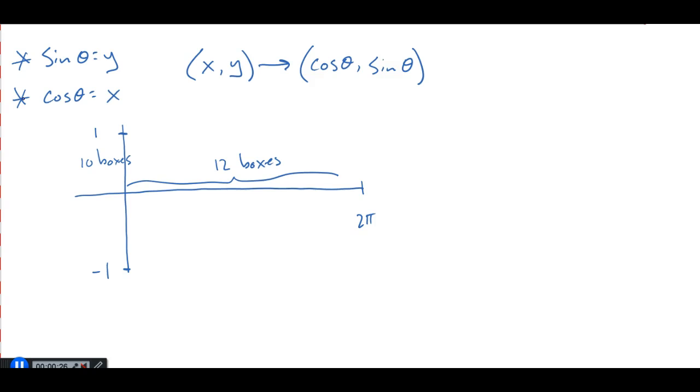The last connection that I wanted to make is that when you're looking at the points on the unit circle, any point x comma y can also be thought of as the relationship between the cosine of that angle and the sine of that angle. And we'll be using that to get some values for the next part.